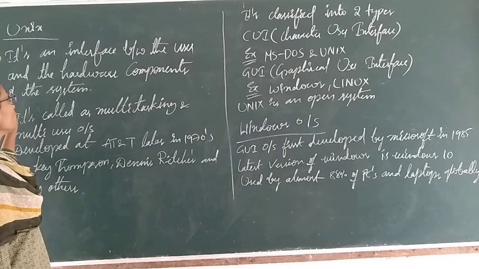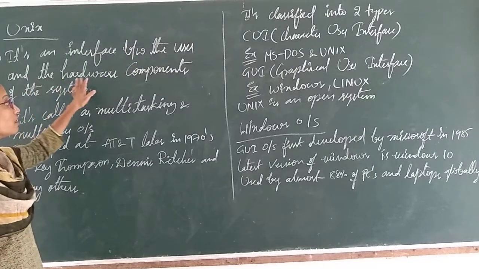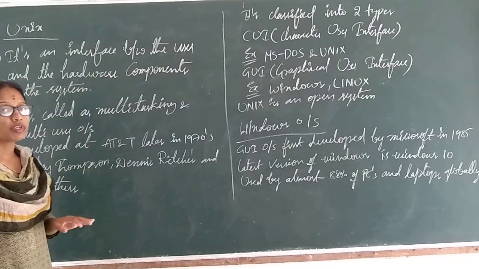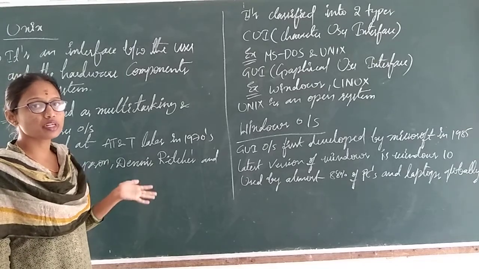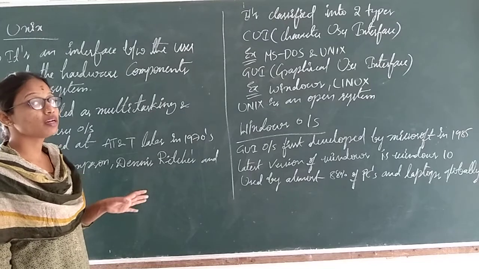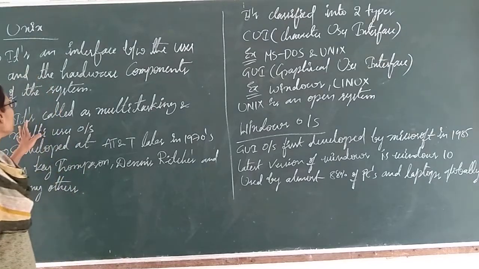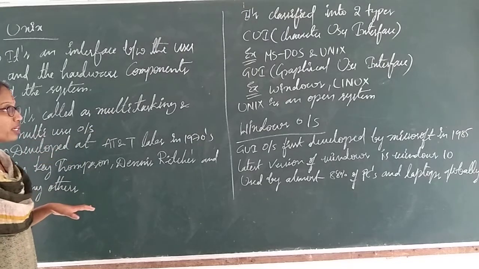Here the Unix operating system is nothing but an interface between the user and the hardware components of the system. Just like the Linux operating system, this Unix operating system is also an interface between the user commands and the hardware components. And it is called a multitasking and multi-user operating system.